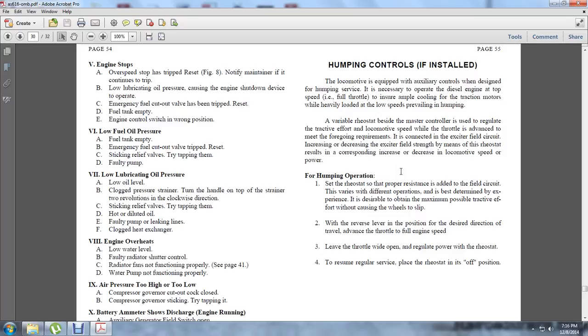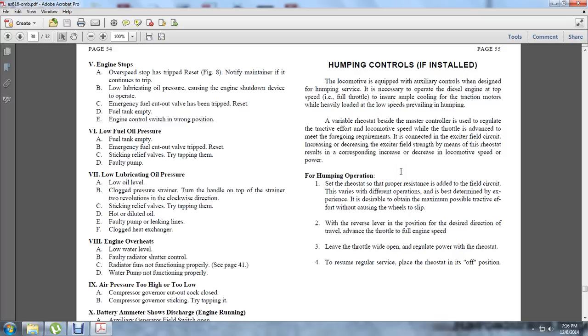5. The engine stops. Overspeed stop has tripped; reset, notifying the maintainer if it continues tripping. Low lubricating oil pressure causes the engine shutdown device to operate. The emergency fuel cutoff valve has tripped; reset. The fuel tank is empty. The engine control switch is in the wrong position. Low fuel oil pressure and fuel tank is empty. Emergency fuel cutoff valve tripped; reset. Sticking of the relief valves; try tapping them. Faulty pump.